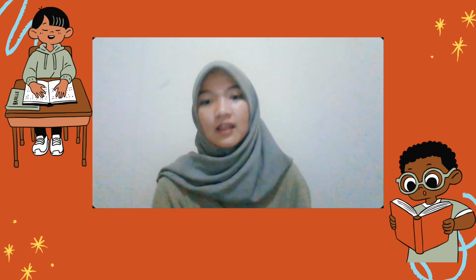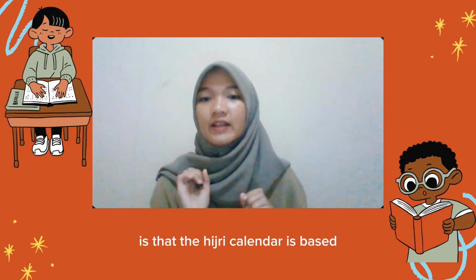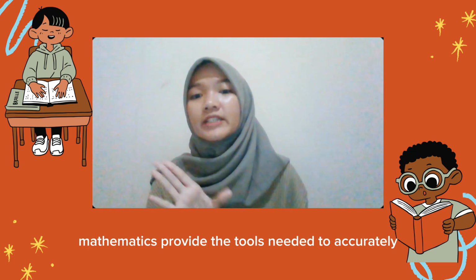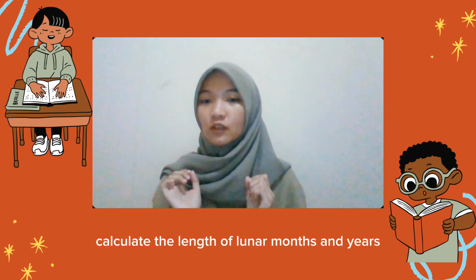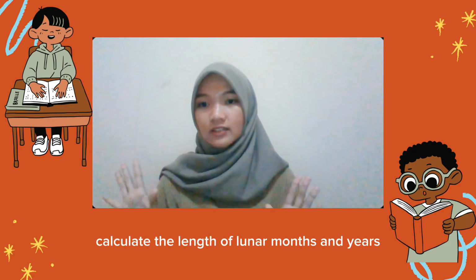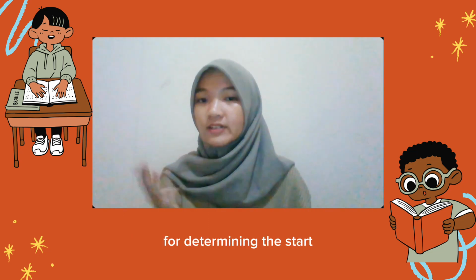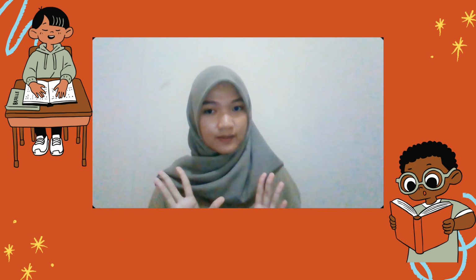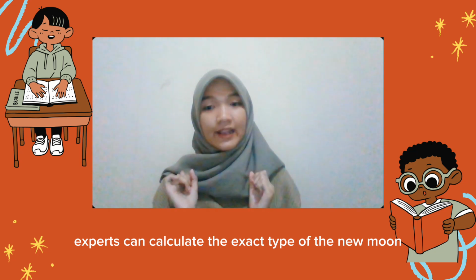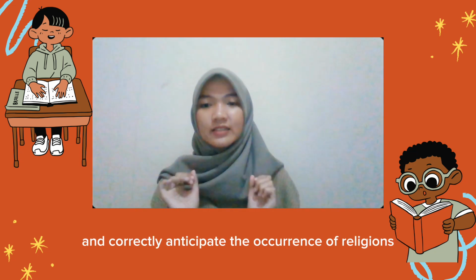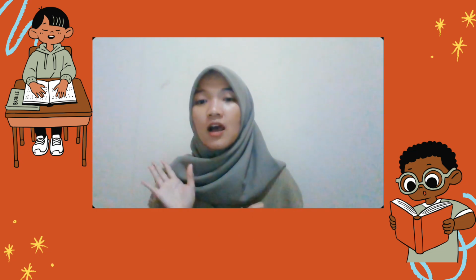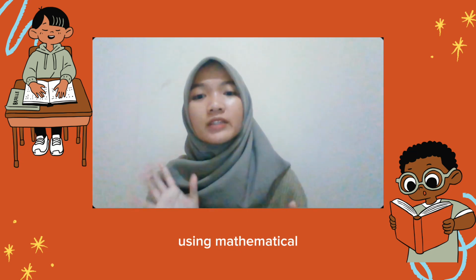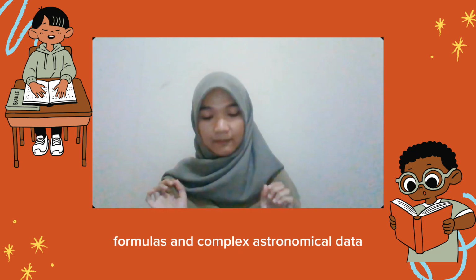The first reason is that the Hijri calendar is based on the observation and precise calculation of time. Mathematics provides the tool needed to accurately calculate the length of lunar months and years, which are crucial for determining the start and end dates of major Islamic months and celebrations. Experts can calculate the exact time of the new moon and correctly anticipate the occurrence of religious celebrations such as Ramadan, al-Fitr, and al-Adha using mathematical formulas and complex astronomical data.